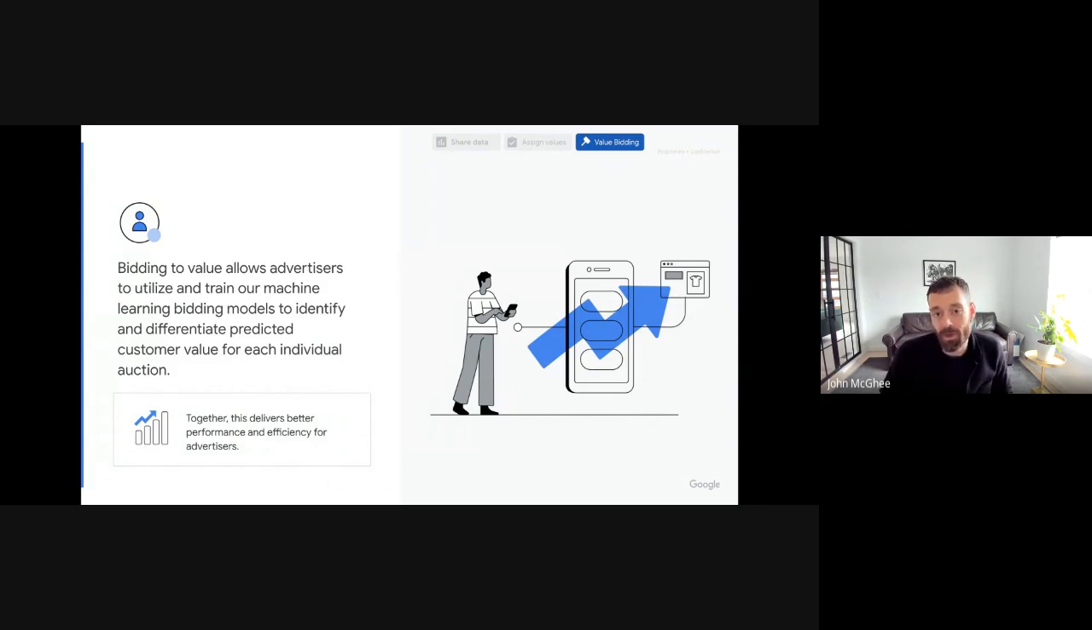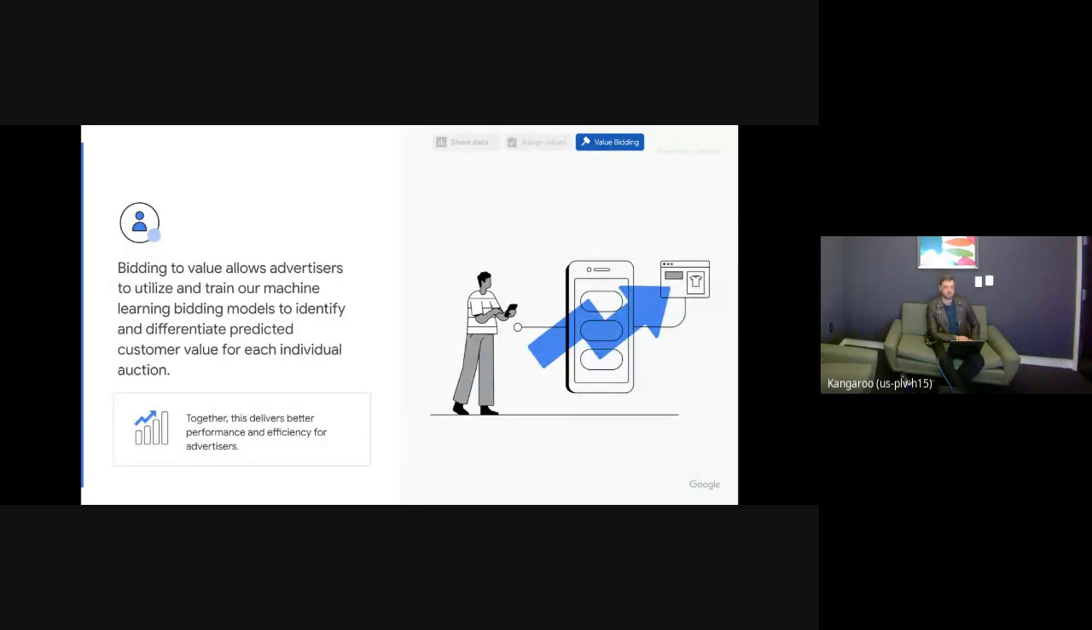Yeah, and just to piggyback on top of that, Google has rolled out what we call smart bidding, and it's been a really big push over the past year or two.